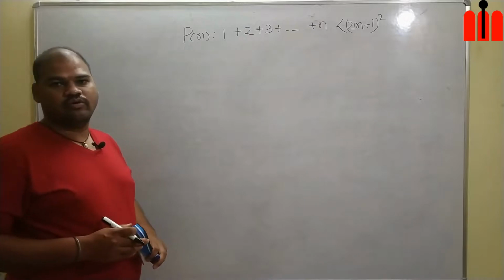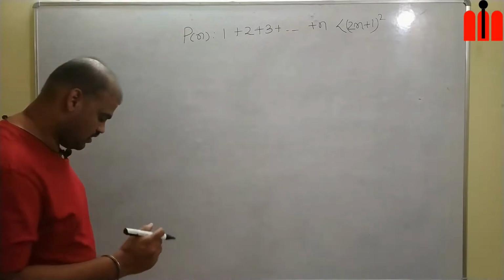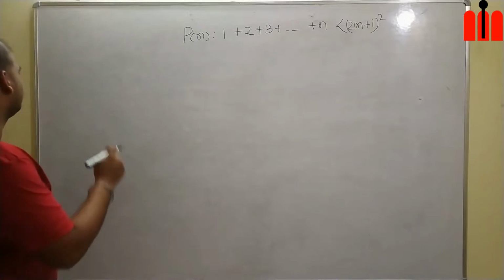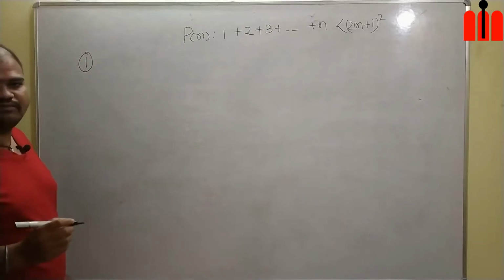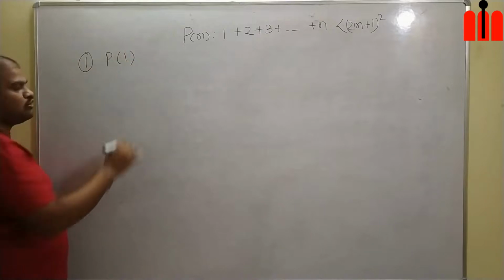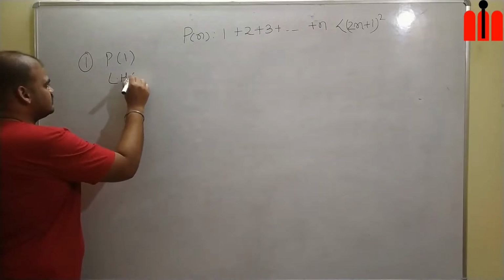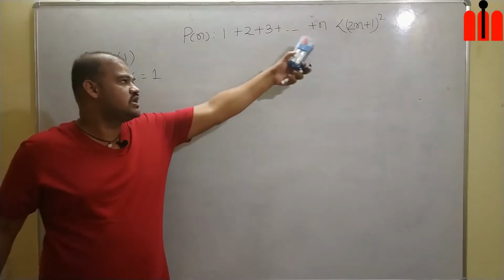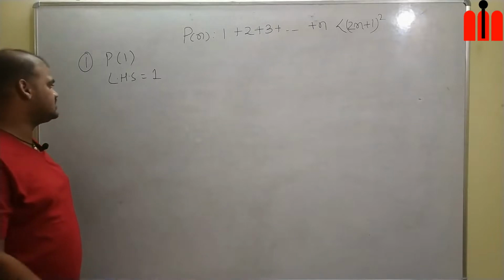Now, let's solve this problem by using the principle of mathematical induction. What is my principle of mathematical induction? It is a three-step approach. My first step will be the check step, where I will write the initial check, which is my P1. For my P1, what will be my LHS? My LHS will be 1, because if there is n, then there are n terms, so 1 means 1 term. As simple as that.